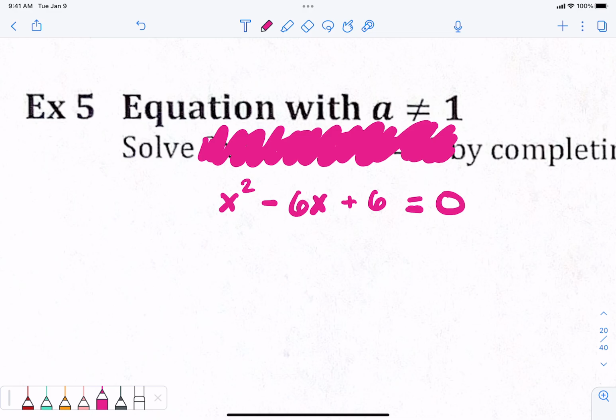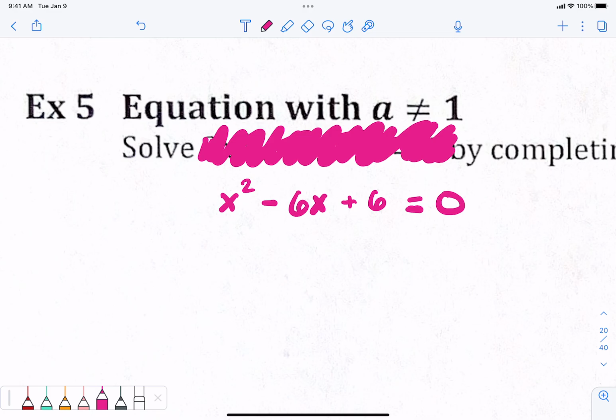So write that one down: x squared minus 6x plus 6 equals 0. I'm changing the problem on the notes. Okay, x squared minus 6x plus 6. Good?